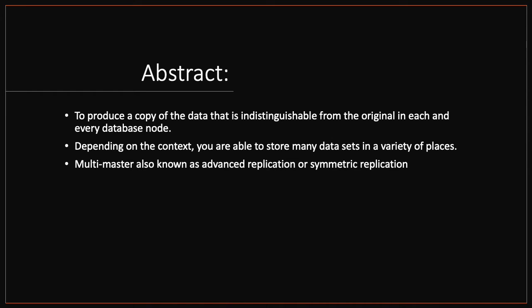Abstract. This study presents a strategy of replicating data across multi-masters over a group of systems that are geographically separated from one another. The primary goal of data replication in the vast majority of situations is to produce a copy of the data that is indistinguishable from the original in each and every database node, also utilizing a method known as multi-master replication, which is also known as advanced replication or symmetric replication. Depending on the context, you are able to store many data sets in a variety of places.